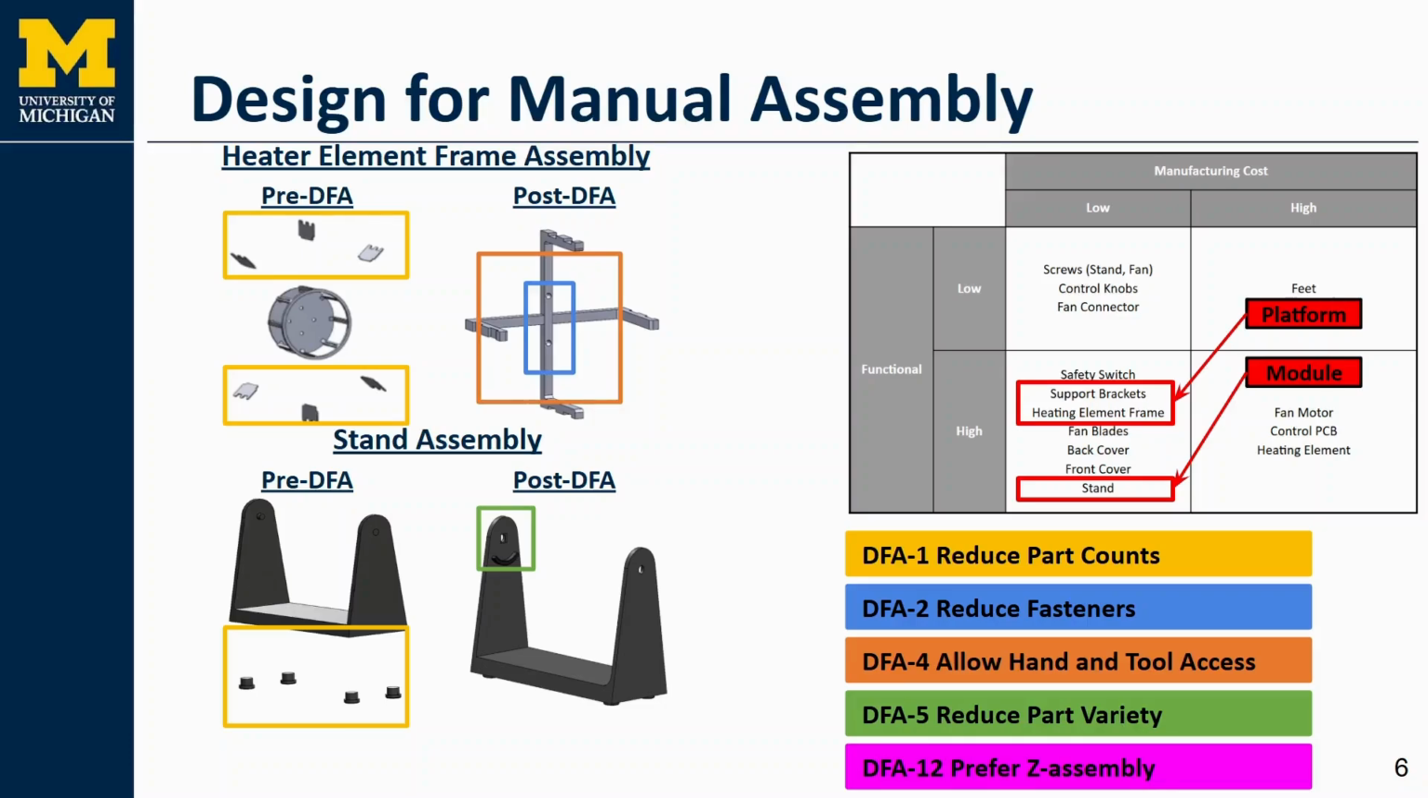For the heating element frame assembly, the 7 parts of the frame were combined into a 2-piece machined assembly that followed the following DFA guidelines: reduced part count, reduced fasteners, improved tool access, and a limited non-Z direction assembly. For the stand assembly, the stand integrated the 4 feet into its design to reduce part count. Also, a square notch was added to allow for both product variants to use the same stand design, reducing part variety.